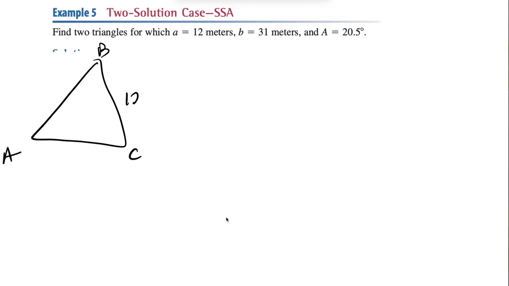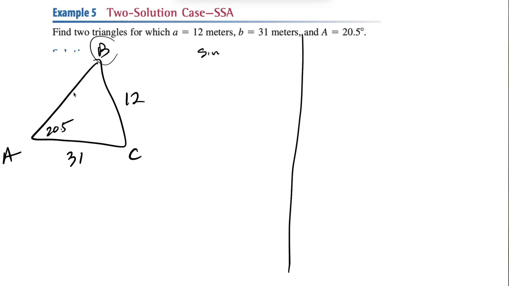This is 12 and 20.5, 31. So all we're gonna do, let's break this in half, so we might have to use both of them. Let's solve this triangle first. So I'm gonna do sine of, we're looking for this angle here, so I'm gonna do sine on top over 12 equals sine of B over 31.